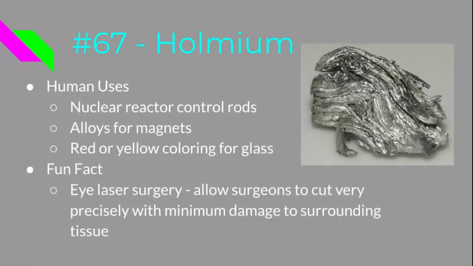So human uses. It's used in nuclear reactor control rods, alloys for metals, and red or yellow coloring for glass. Fun facts. That red and yellow coloring is probably in its compound form, because you can see from the picture it is a silvery metal. And then the fun fact that I added, it's used in eye laser surgery. It actually allows surgeons to cut very precisely with minimum damage to surrounding tissue. So that was the interesting fact that I wanted to share on this particular element.